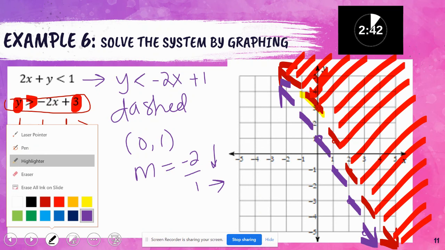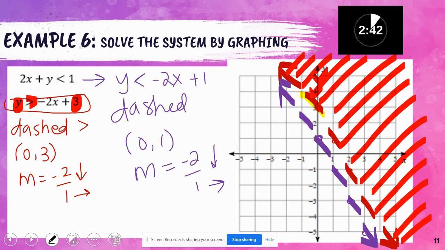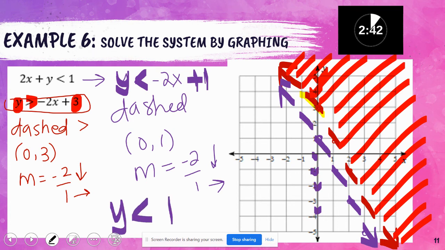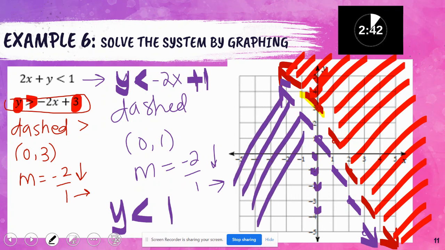Now for our purple one, we've got y is less than positive 1. We want to shade and find a y value that is smaller than positive 1. So 0 would work, negative 1 would work, negative 2, heck, negative 3.5, who cares? Any y value that is smaller than our y-intercept will work. So we can see that those are below the graph. If it's less than, it's below.